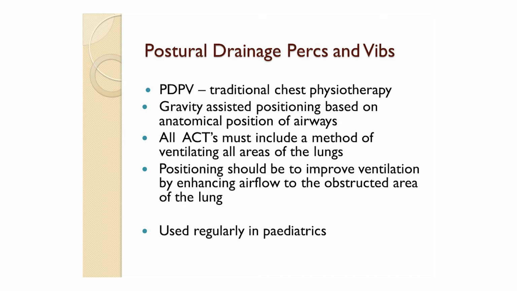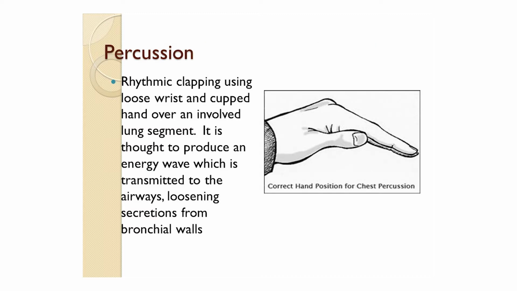All airway clearance techniques must include a method of ventilating all areas of the lungs. Positioning should be to improve ventilation by enhancing airflow to the obstructed area of the lung, and it's used very regularly in paediatrics in particular. Percussion is a rhythmic clapping using a closed wrist and cupped hand over an involved lung segment. It's thought to produce an energy wave which is transmitted to the airways, loosening secretions from the bronchial walls.